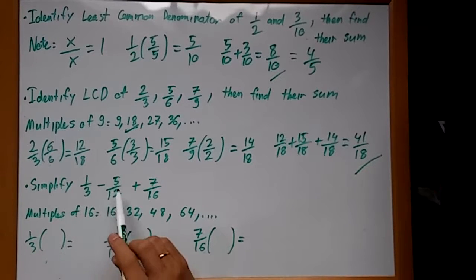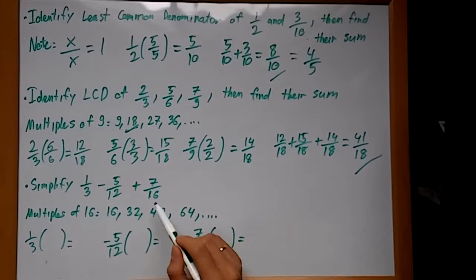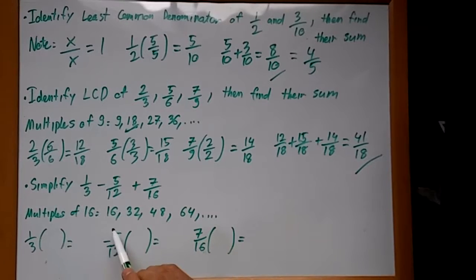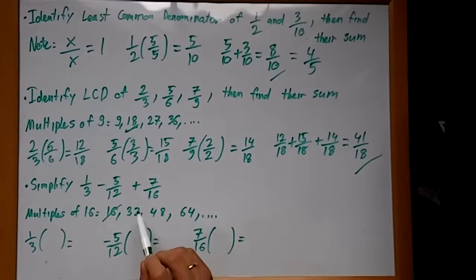Simplify 1/3 minus 5/12 plus 7 over 16. Same process, start with the biggest denominator, find multiples of it. So multiples of 16 are 16, 32, 48, 64. 12 doesn't go into 16, so 16 doesn't work.